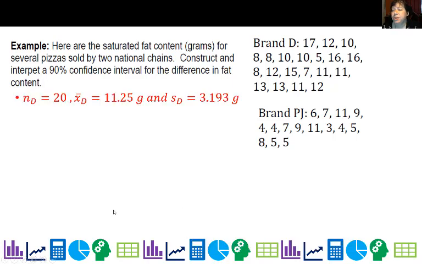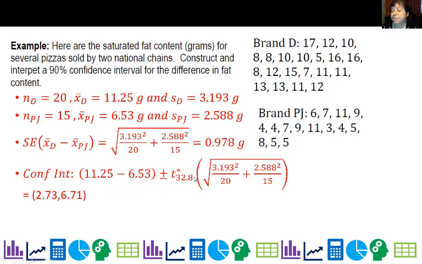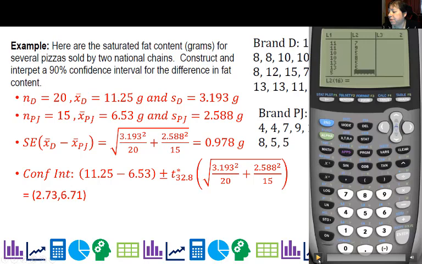So let's go ahead and do the calculation. There are my data for my 1-Var Stats after putting these in the calculator. And here's my standard error. So my confidence interval, and by the way, I pretty much got this from doing the standard error on the calculator. So let's go ahead and show you how to find the confidence interval on the calculator.